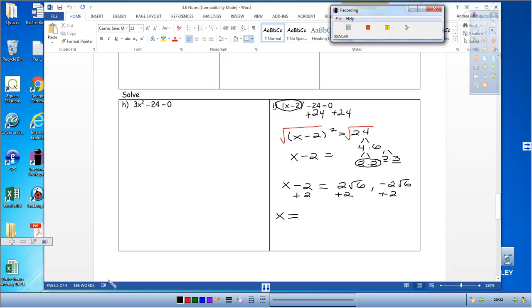Now, I already talked about this as well. Are 2 and 2 radical 6 like terms? No, so you just put the 2 in front, and you add 2 radical 6. And then you have the 2 in front, and you subtract 2 radical 6. This is a 2, just so you know. So those are my 2 solutions.